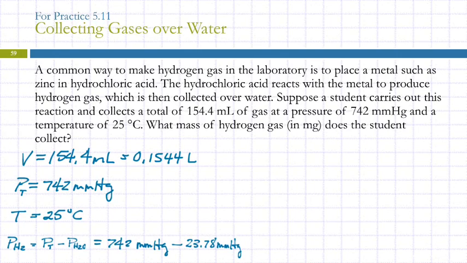So the pressure of the hydrogen then is the total pressure, which is the hydrogen and the water together, and I'm going to subtract off the pressure of the water. I looked that up in a table. So I've got 742 minus 23.78. So just the hydrogen by itself is 718.22 millimeters of mercury. Sig fig rules tell me that's 3. And I have to convert that to atmospheres.